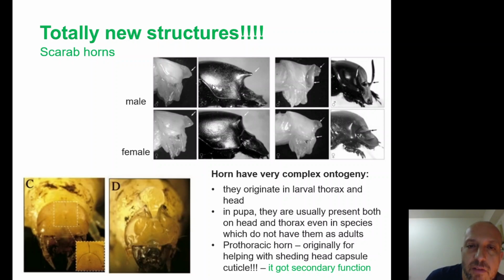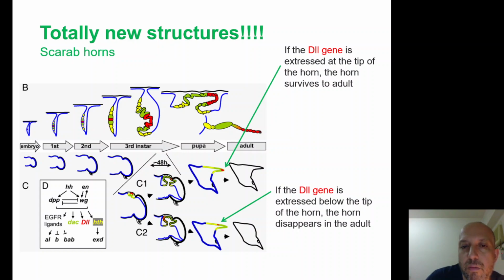But then what happened was that it was kept in the male, and it was maintained in the male adult, and it turned into the horn, and the horns got a new function for fighting. The reason why it is kept in the male and lost in the female is about gene expression. This DLL gene, if it is expressed at the top of the horn of the pupa, it's kept even in the adult. If it is expressed not at the top but somewhere else, then the horn is lost, right? So then the female morphology is produced.